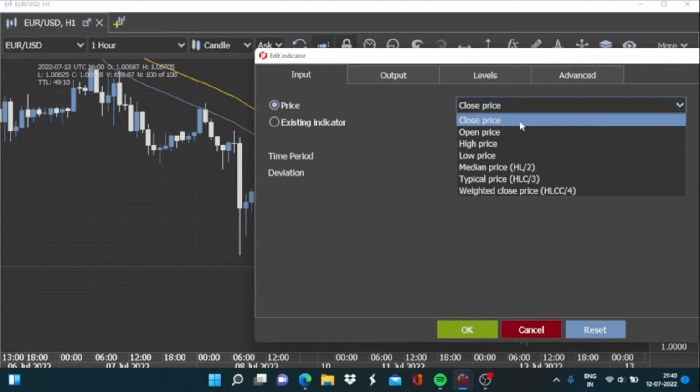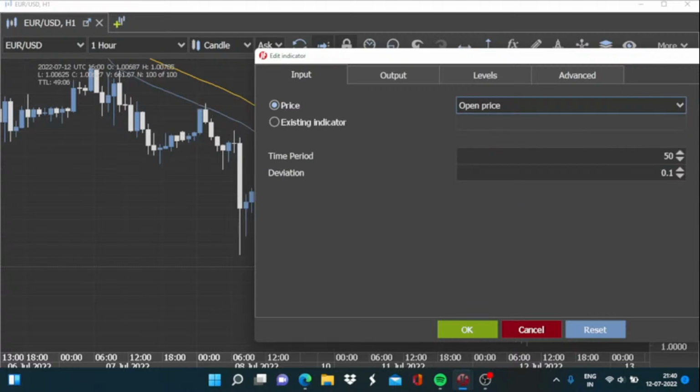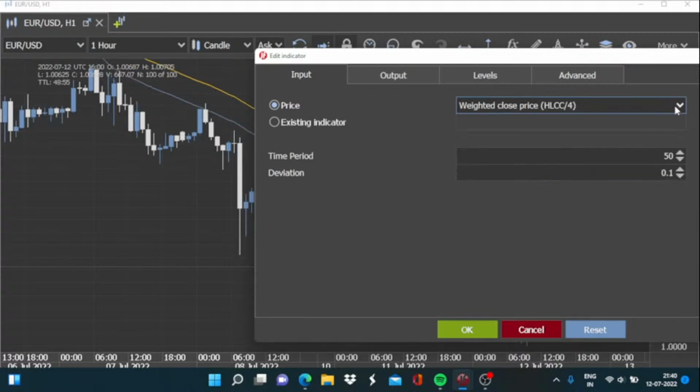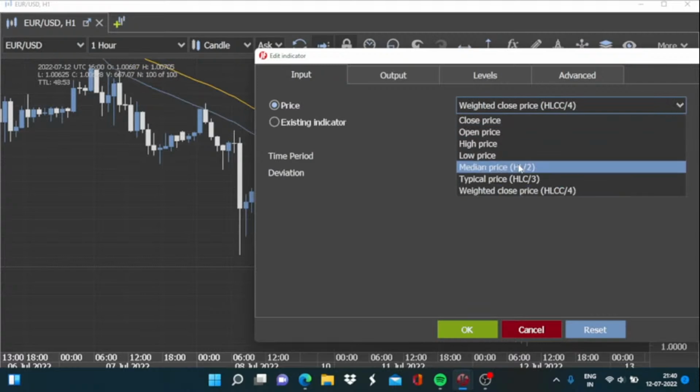If you want to change the applied price, then all these options are there. You can opt for the open price, the high price, or the low price, or the median price, typical price, weighted close price. So all these kinds of options are available there. Whatever catches your fancy or whatever suits your trading system, that should be the price with which you should work.